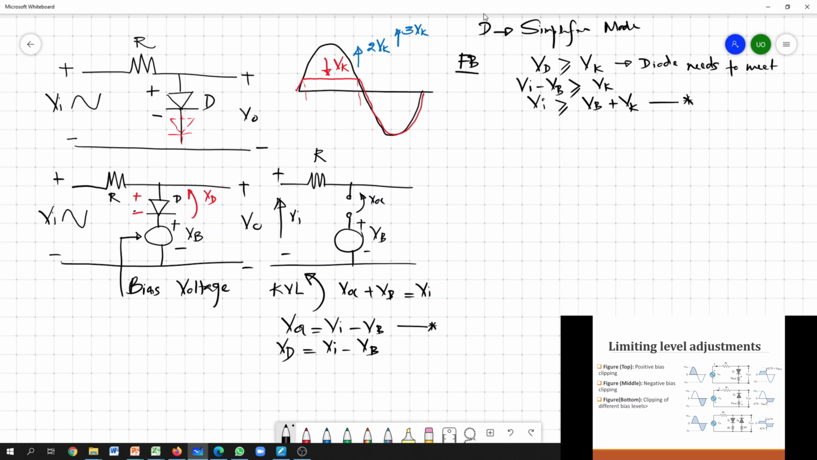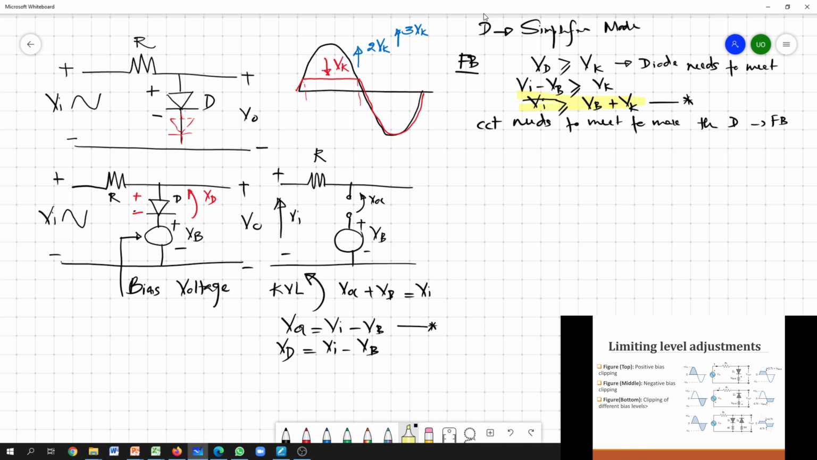So this is the condition that the circuit needs to meet to make the diode forward bias. We basically evaluate the actual voltage across the diode. Then we build a condition that the particular circuit should meet to make this diode forward bias.